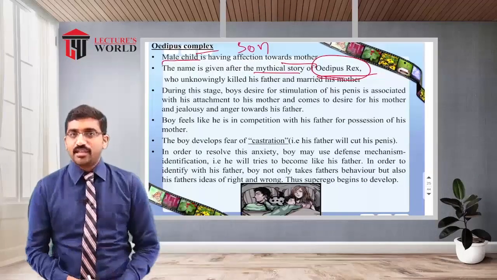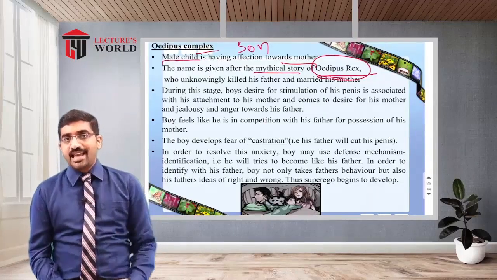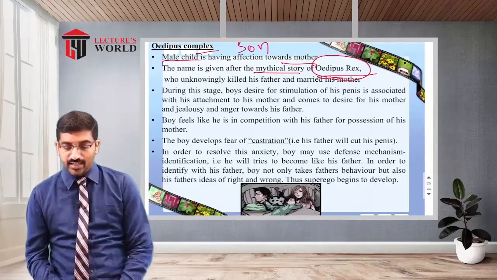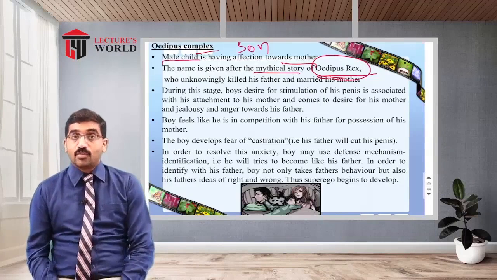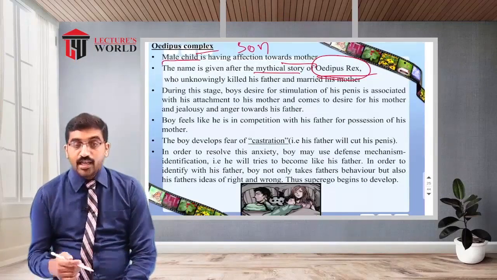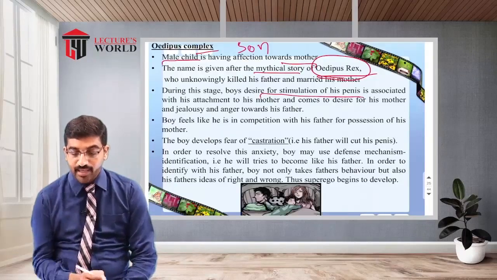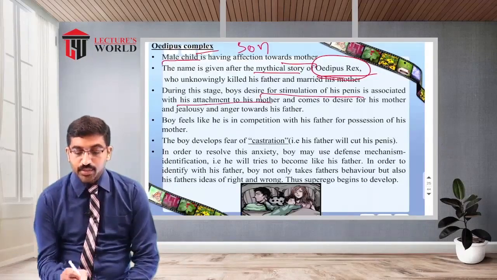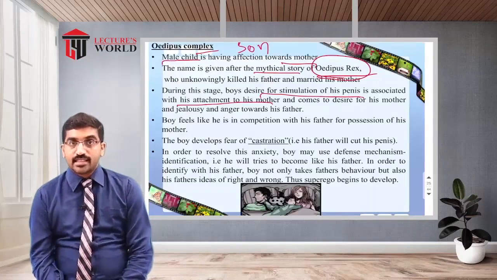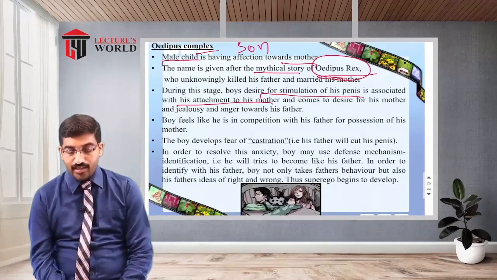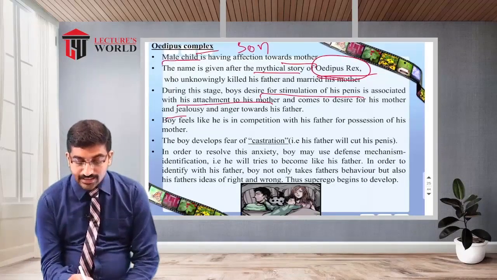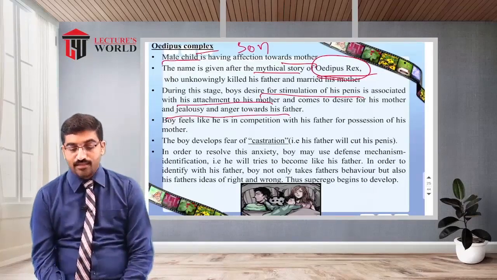It's a mythical story, it's mythology, but still the main essence is that the male child always has affection towards the mother. Why is this so? Because as per the theory, again I am saying, the boy's desire for stimulation of his penis is associated with attachment to his mother, because some connection is there with his penis, and he is having jealousy and anger towards his father.